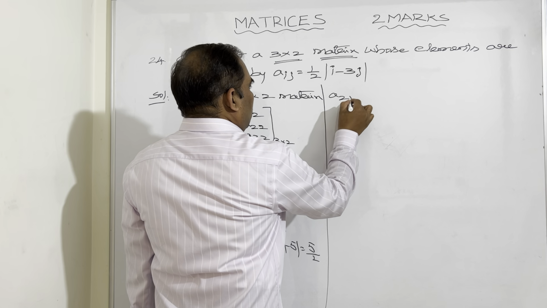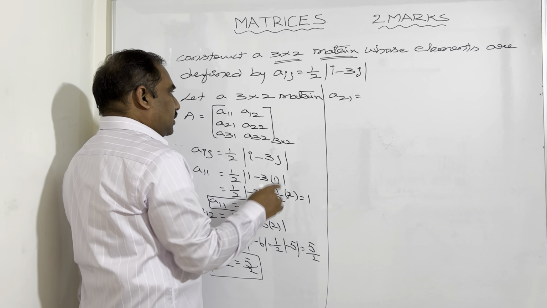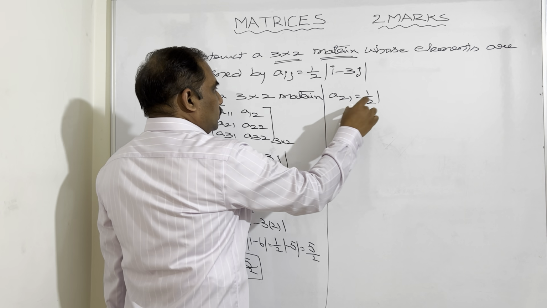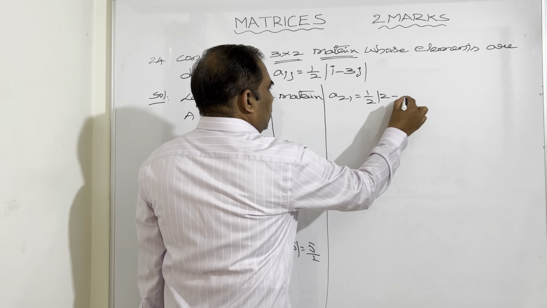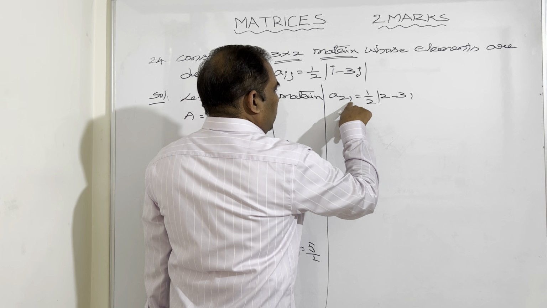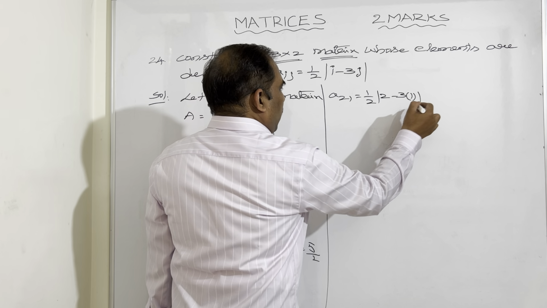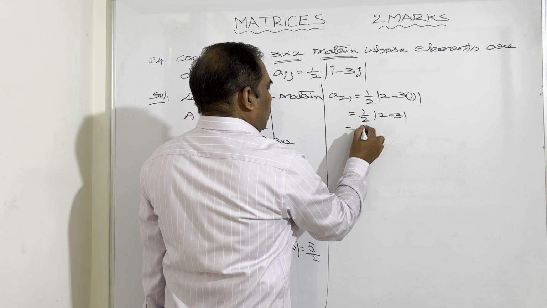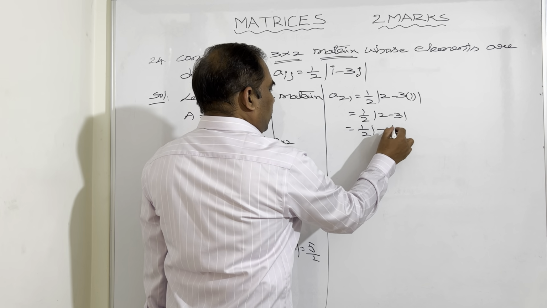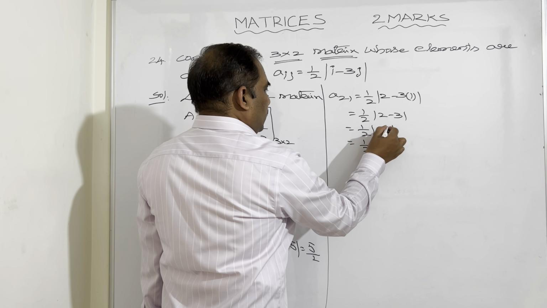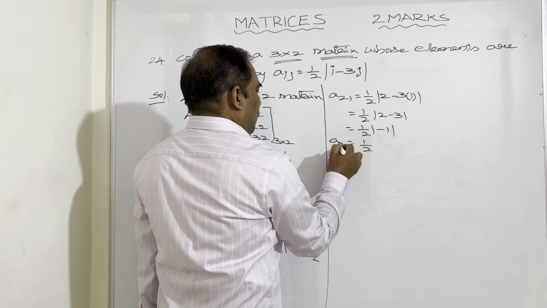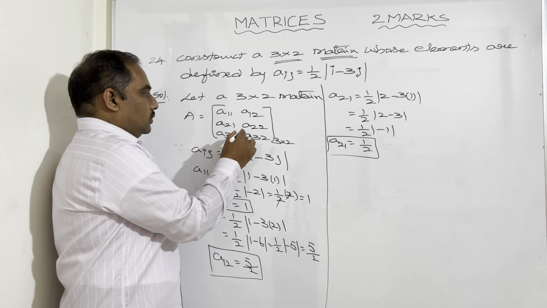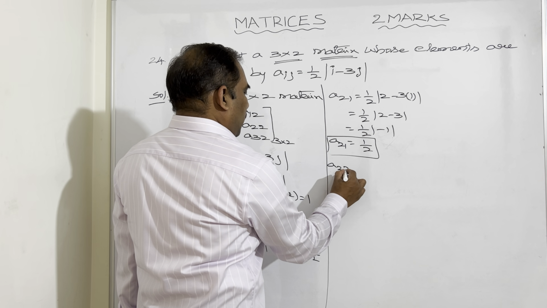Now coming to the next element, that is A21. So A21 is equal to, again in the same condition, 1 by 2 into i represents 2 minus 3 into j represents 1. So which is equal to 1 by 2 into 2 minus 3, which is equal to 1 by 2 into modulus of minus 1, which is equal to plus 1. So that's why second row, first column element is equal to 1 by 2.